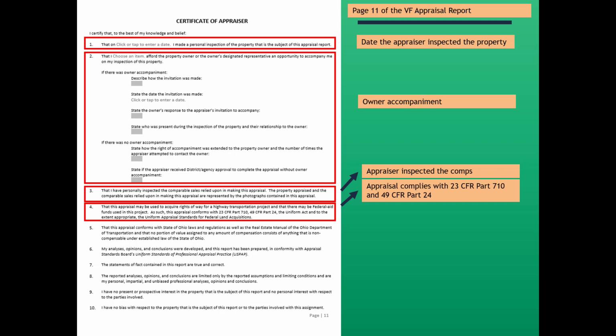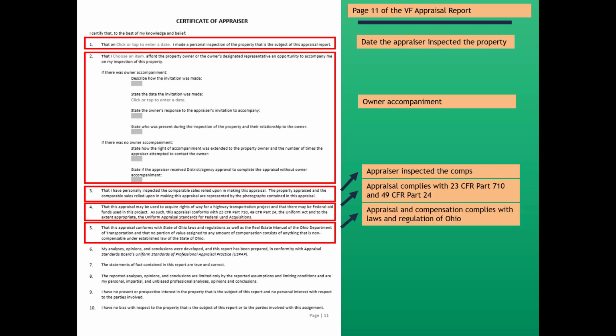The second regulation is 49 CFR Part 24. Any project having federal regulations has to comply with the Uniform Act. And 49 CFR Part 24 is the regulation that implements the Uniform Act. Number 5. The appraisal and compensation have to comply with the laws and regulations in the state of Ohio. That would include case law governing what is not compensable, the Ohio Constitution in particular, Article 1, Section 19, and the Ohio Administrative Code.